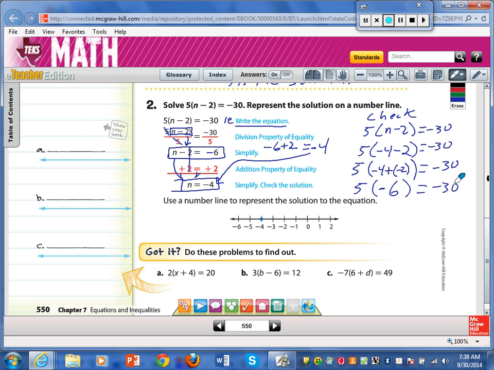Now you use your rules of integers. A positive number times a negative number will give you a negative number. Now 5 times 6 is 30. Is negative 30 equal to negative 30? Yes. The answer is yes. Therefore, n equals negative 4 is your solution.